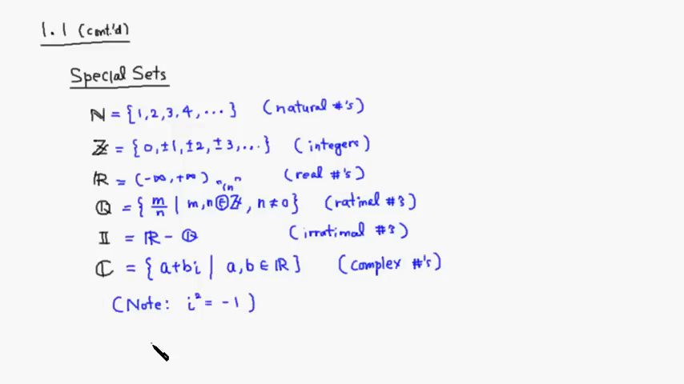So C is used to denote the set of all complex numbers. These are used quite often, so make sure that we know what they mean. That's it. I hope that this was clear.